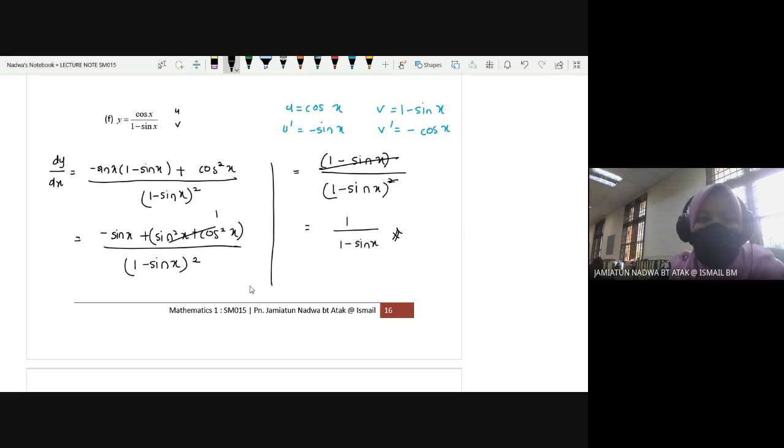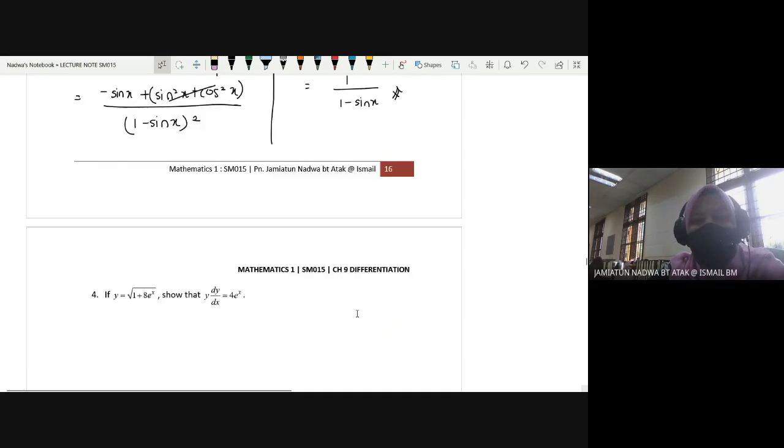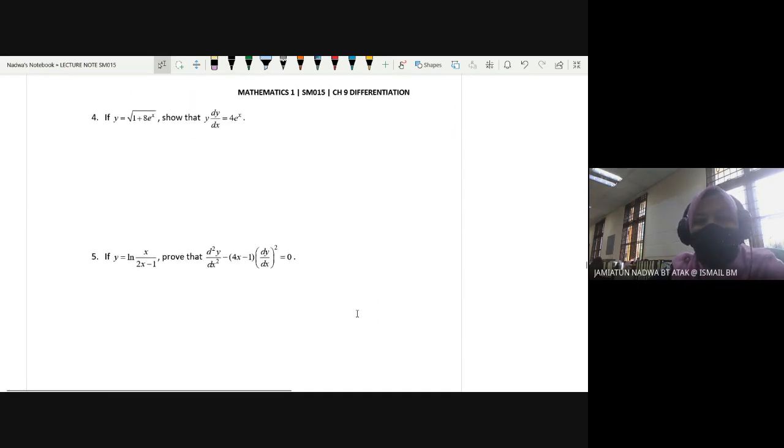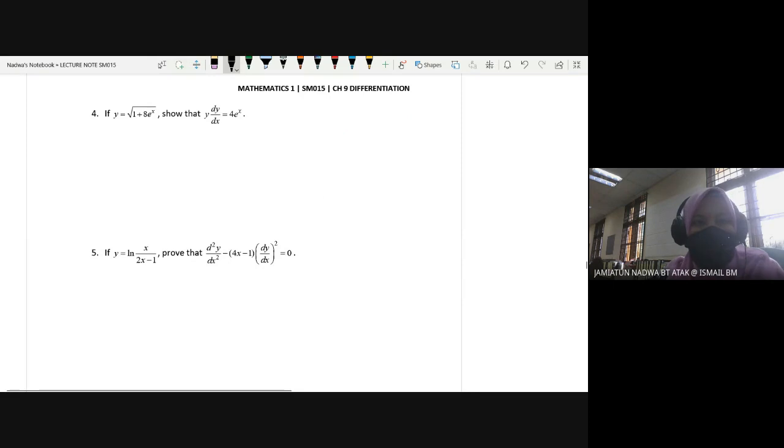Okay, jom kita try buat soalan 4 dan soalan 5 sebelum kita habis hari ni. So, it can give you a complicated function like this. Okay, so this is actually y equals to (1 plus 8e^x) to the power of half. Okay, saya tahu dia tak ada soalan show because ini adalah soalan objektif.